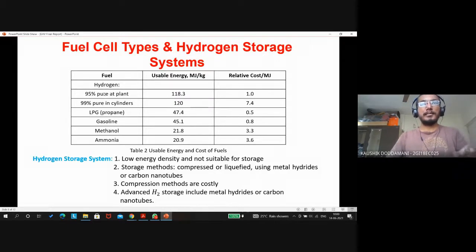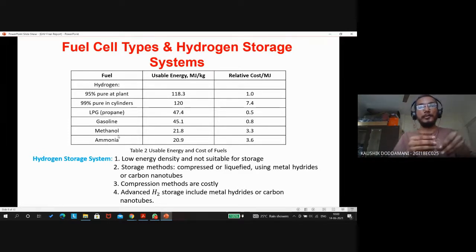Here comes the energy versus relative cost. For the fuels which can be used in a fuel cell, we have hydrogen, LPG, gasoline, methanol, and ammonia. These are the two parameters on which we are judging them: the relative cost and megajoules. We want the relative cost to be as low as possible and the energy to be as high as possible. So the second parameter should be as low as possible, and the first parameter is the usable energy, that is, we need more energy. The higher the value of the first parameter and the lower the value of the second parameter, the better is that fuel.